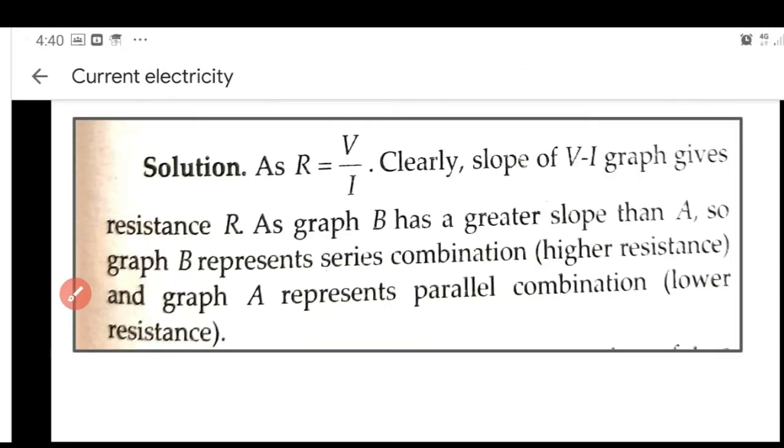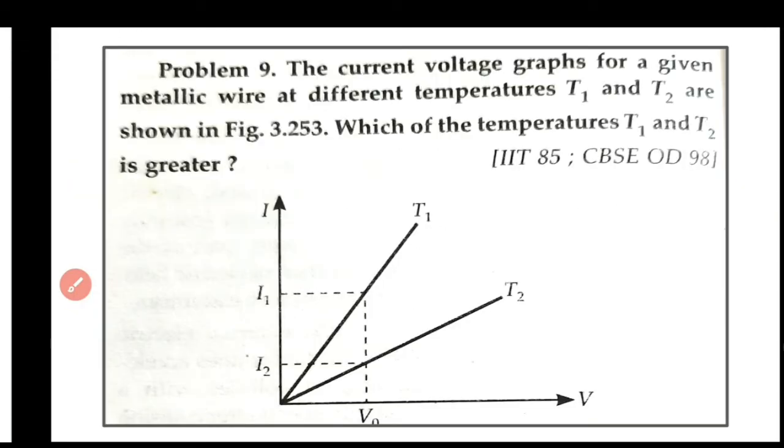Now coming to next: the current-voltage graphs for a given metallic wire at different temperatures T1 and T2 are shown in the figure. Which of the temperatures T1 and T2 is higher? Here you should note V and I are exchanged. V is along the x-axis and I is along the y-axis, so if the graph is drawn like this, things get reversed.